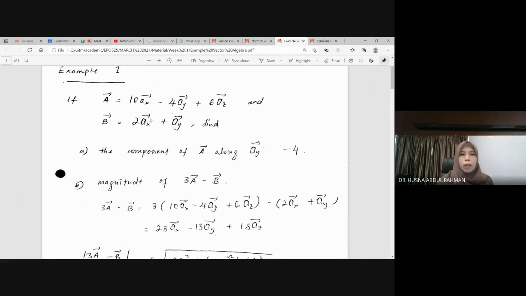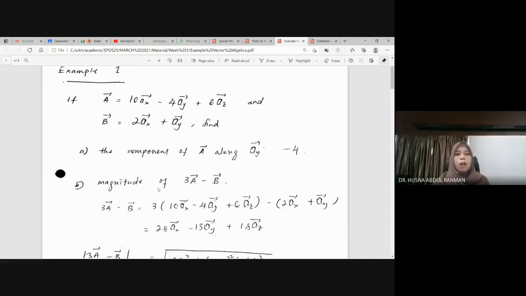Okay, so the answer is, look at vector A. What is the component along ay? This is your ay, and next to it is negative 4. So you have to differentiate between component and magnitude. For the component, if there is a negative, you have to take it into account. If the question asks what is the magnitude of vector A along ay, then the answer is 4, even though you have a minus sign here, because magnitude should always be positive. So for component, positive is positive and negative is negative. For magnitude, it should always be positive.